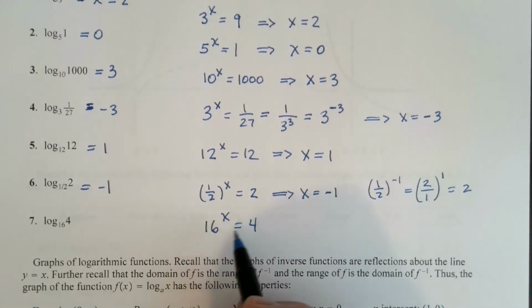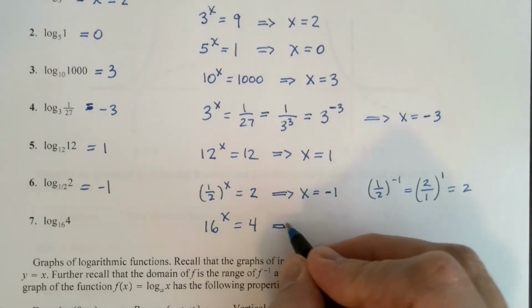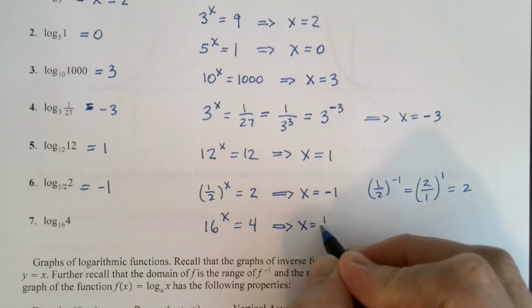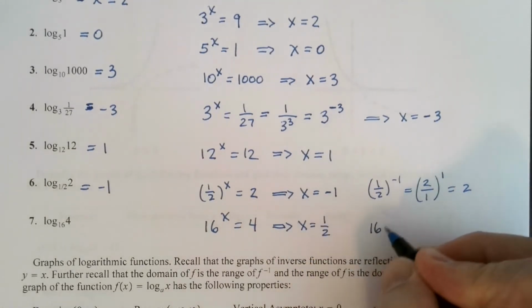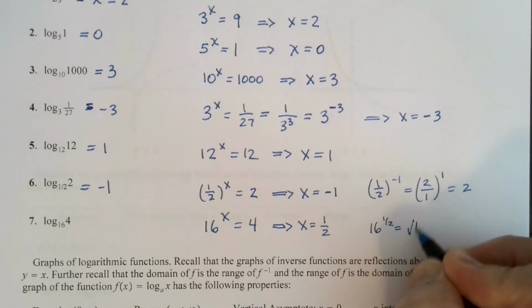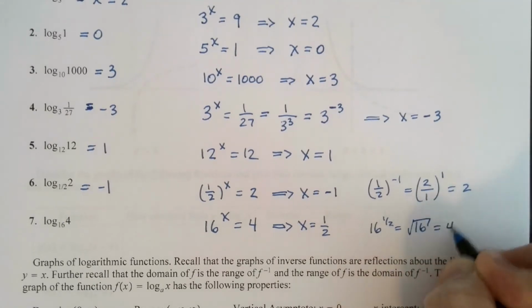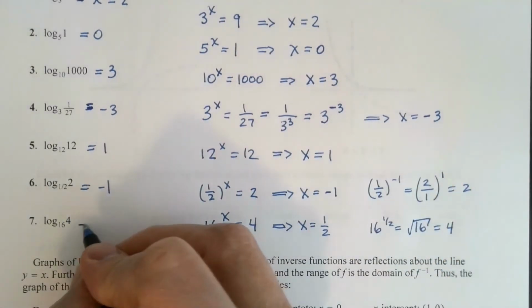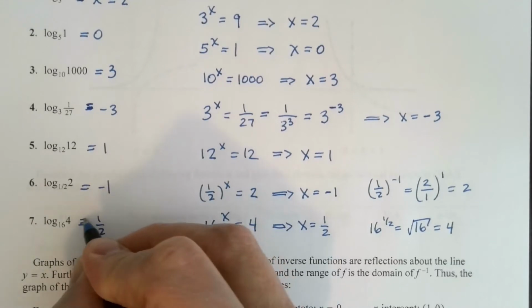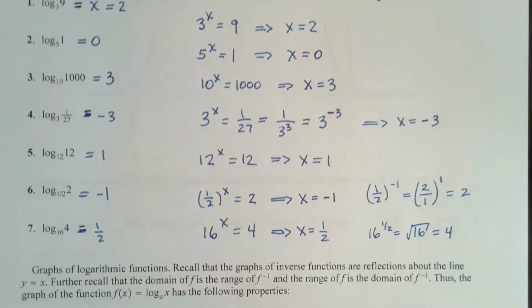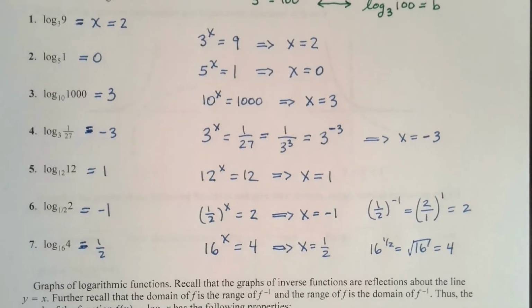Well, 16 to 4 makes me think of what? Taking the square root. How do I take the square root? By letting x be 1/2, right? 16 to the 1/2 power is the square root of 16, which is indeed 4. So the power on the base is 1/2. Okay? And so that's how we can determine logarithms.